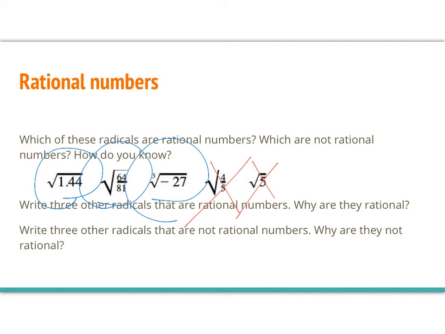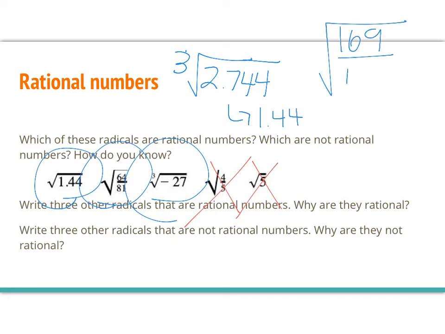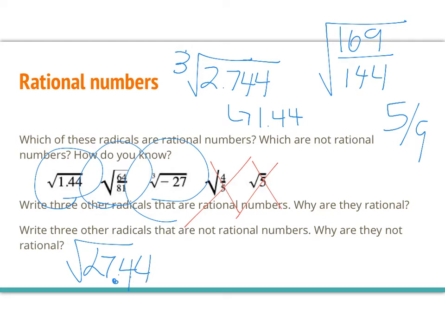So I had a few examples of rational numbers. The cube root of 2.744 is, okay, because if I put it in my calculator, it equals 1.44. The square root of 169 over 144, because each of these are perfect squares, and any number written as a fraction will be rational. Others that are not rational would be the square root of 27.44. You get a random non-repeating answer. Square root of 2 doesn't work. The square root of 142 over 72, any number that's not a perfect square.